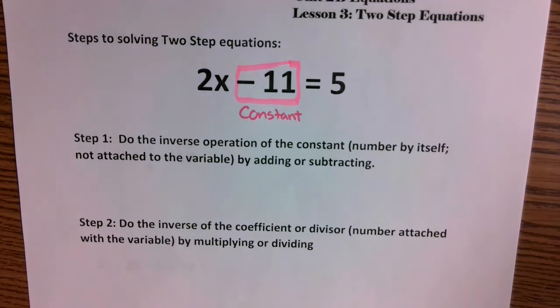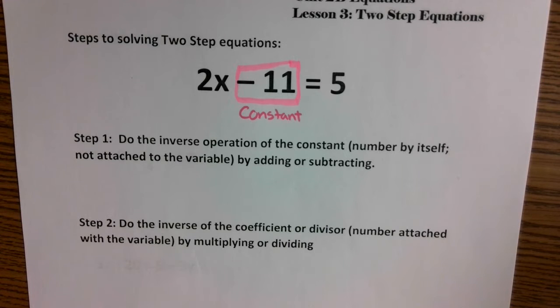So when we're talking about a constant, you're performing the inverse operation to the constant. That's what we're talking about. We're talking about the number that does not have a variable literally attached to it, either side by side with it, or below it or on top of it. It's not got any kind of attachment whatsoever. It's independent.